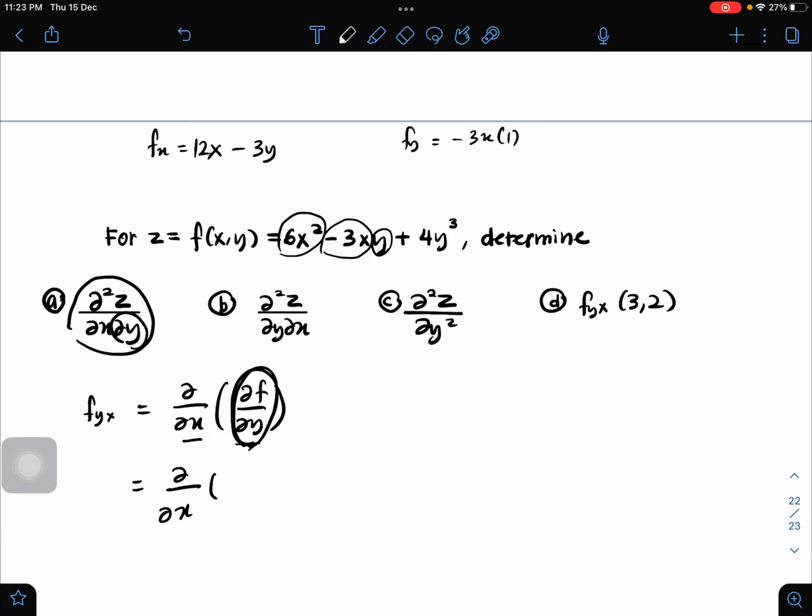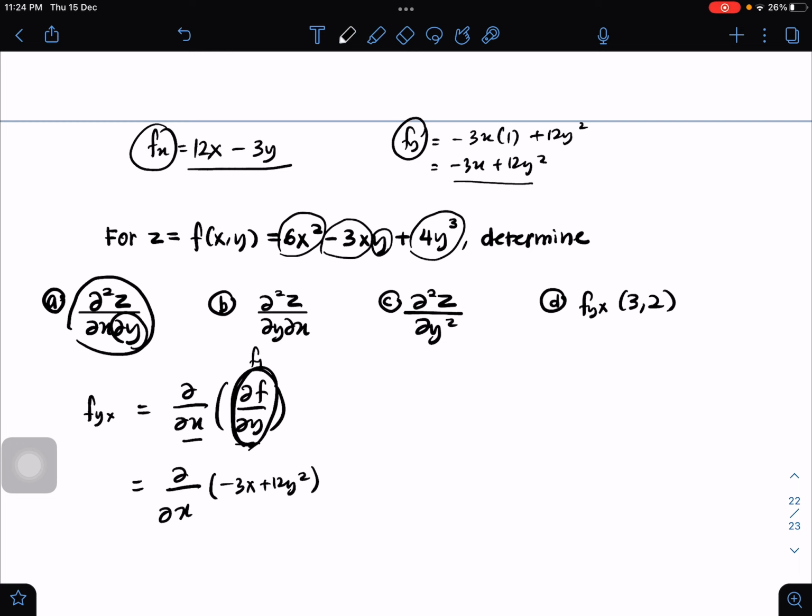Okay, and now differentiate y. So this one will be 12y squared. Okay, so you have here is negative 3x plus 12y squared is your fy, and this one is your fx. So now you see, you want in the bracket is fy. So just substitute your fy here, negative 3x plus 12y squared.